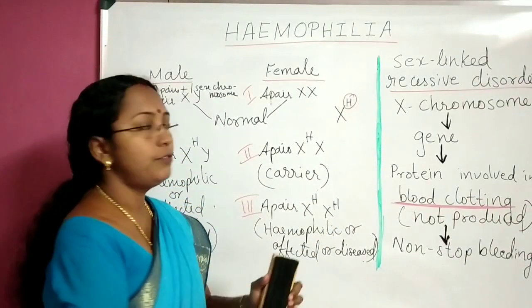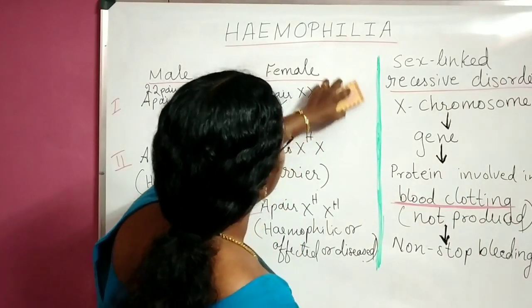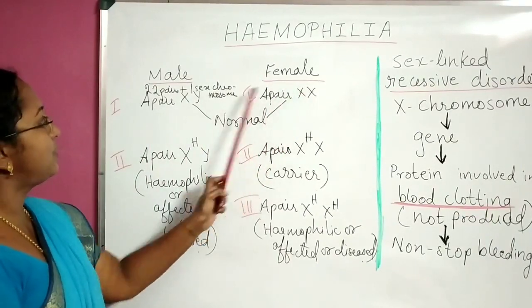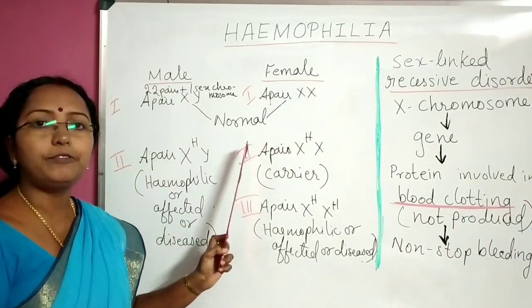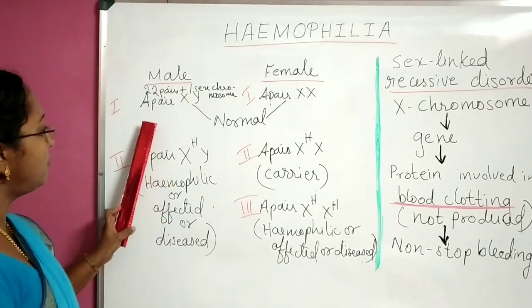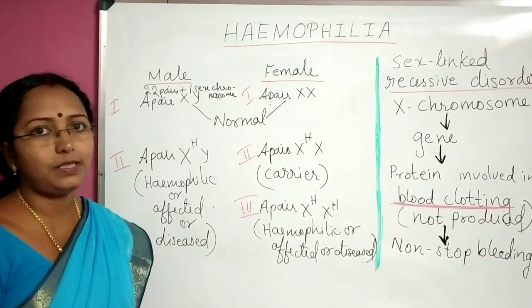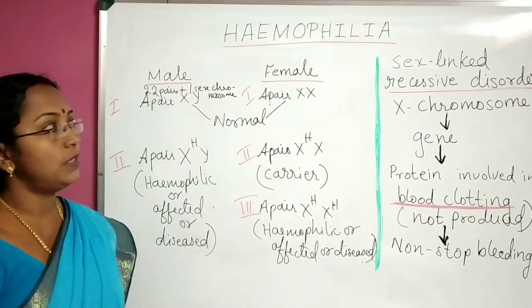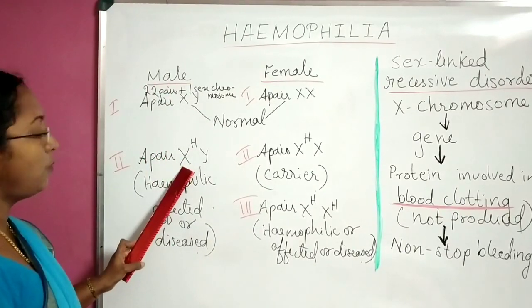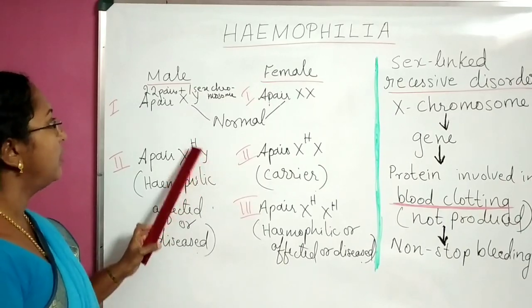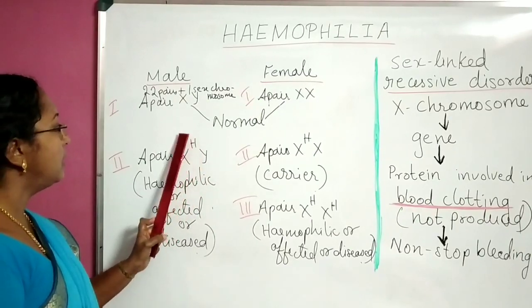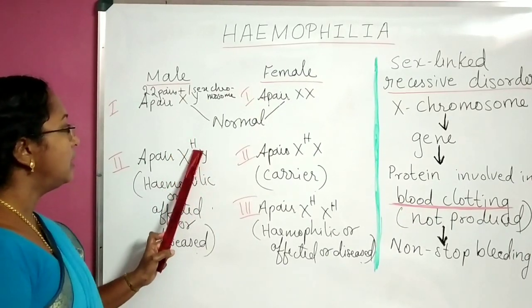I have made here a few conditions. Condition number 1, where no XH is written, means both male and female are normal. Condition 2, a pair of autosomes. The autosome pair is always normal. We need not look into that because this is sex-linked, not autosomal. So in the case of the male, I have taken one condition, XHY. Here it was XY, normal. Here it is XHY. XHY means in the male, the X chromosome is affected.